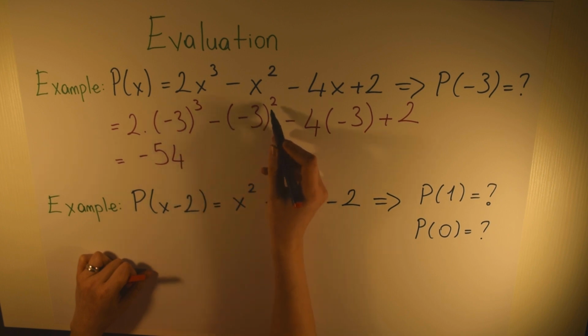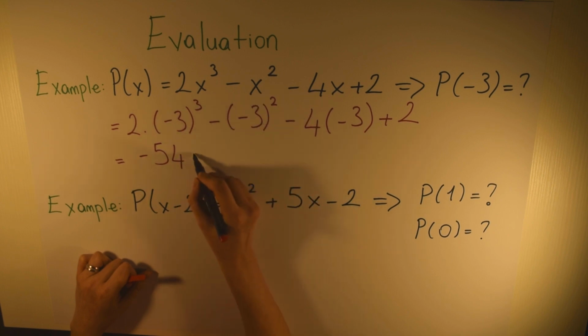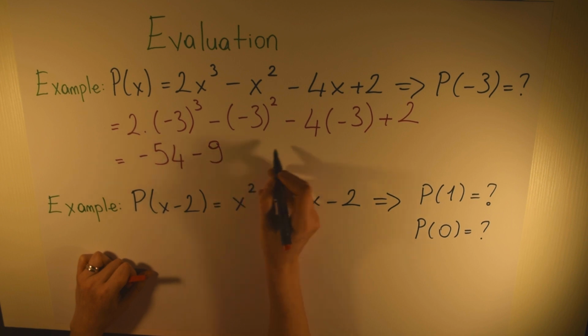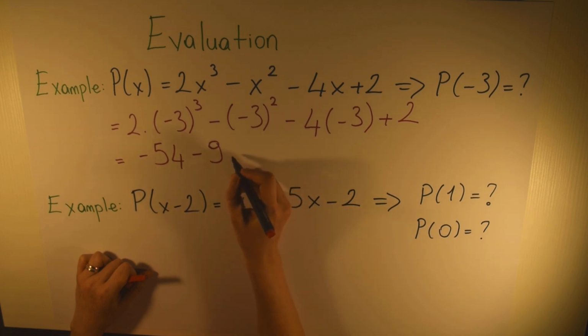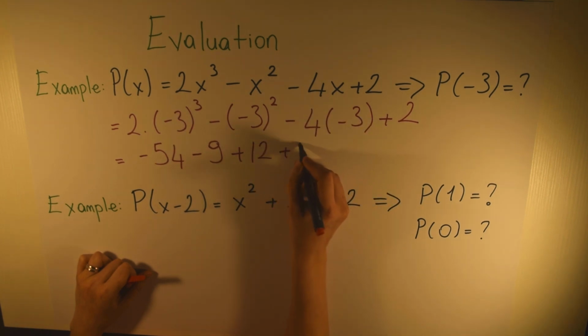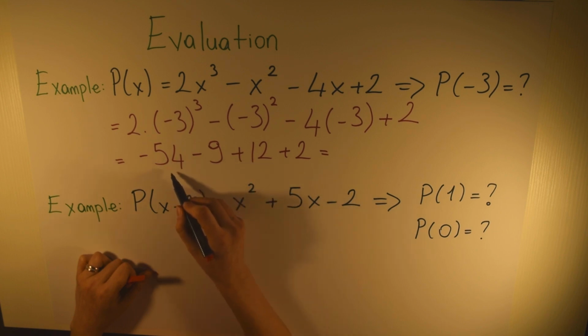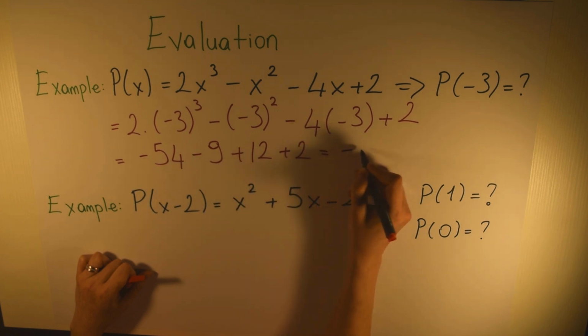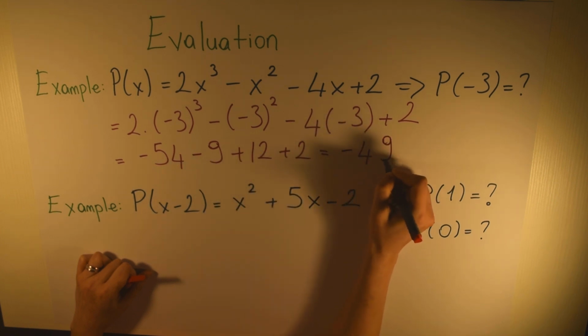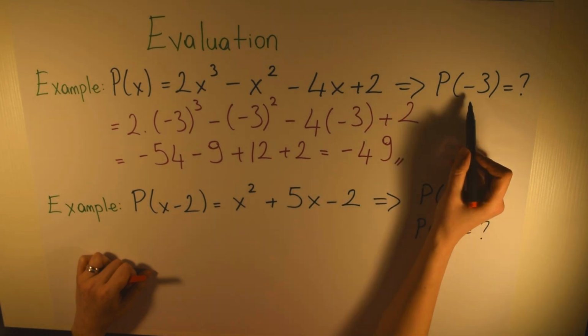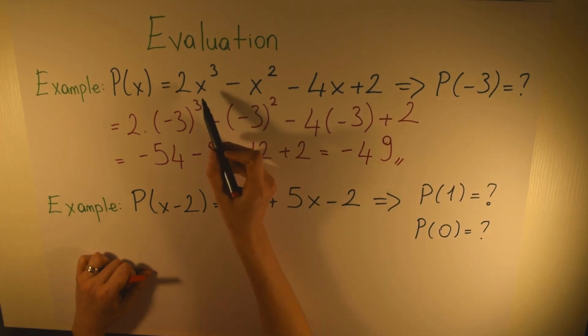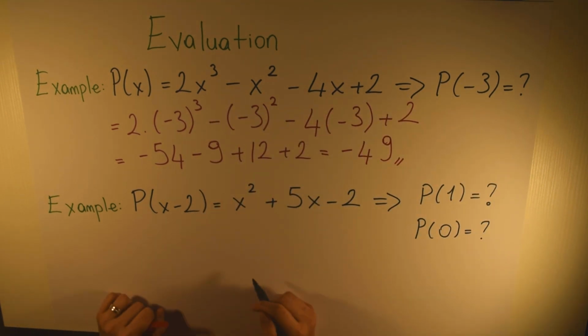We have here 9, but we have here minus, so it makes -9. Here we have plus 12. And we have here plus 2. What we get from here, we have plus 14. This makes plus 14, this makes -40 is equal to -49. You just put this value instead of x here. That's all you have to do.